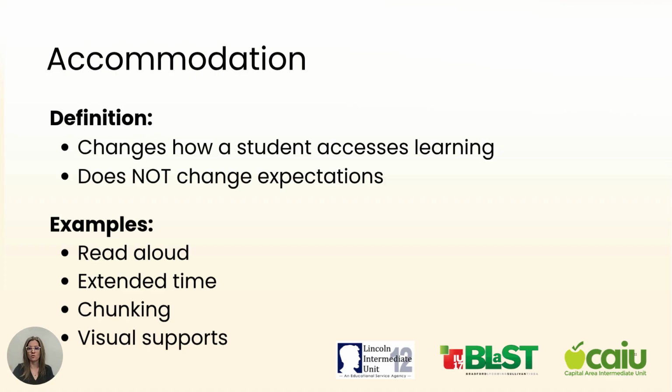Accommodations change how a student participates in or accesses a task, but they do not change the overall expectation. The student is still working toward the same goal as their peers. The support simply helps remove barriers that may make the task more difficult to access independently. Examples might include reading directions aloud, extended time, chunking information into smaller parts, visual supports, preferential seating, or organizational supports. The important thing to remember is that the level of work and thinking remain the same. The support changes access, not the expectation itself.